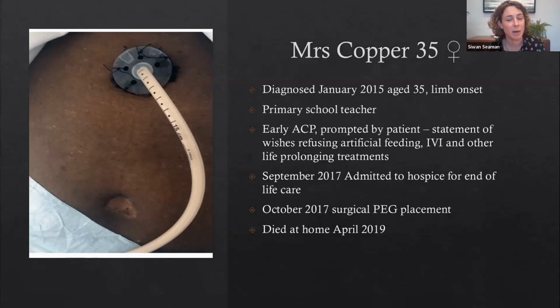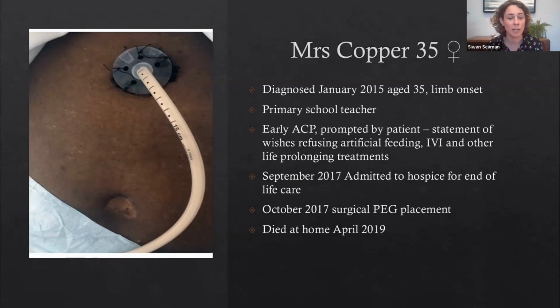So she came in under my care there one Friday afternoon for end of life care, because she had refused a PEG. She didn't want antibiotics, and now she had a chest infection and was ill enough that she might die. But she came in and had a complete change of heart, and was desperate for fluids, was desperate for antibiotics, and had a significant improvement in the following 48 hours.